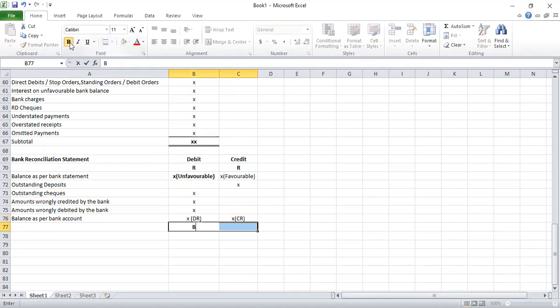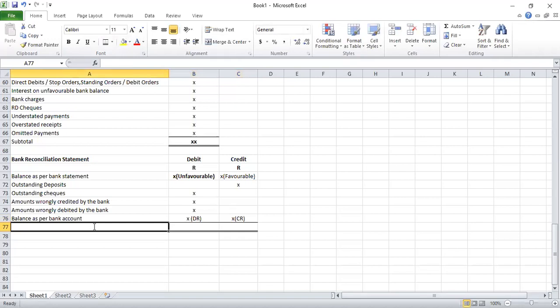Then we have our balance. So I put the balance in the bank account. Then we'll have these two totals. After reconciling, these totals should agree. So this is basically how we do the bank reconciliation statement. Any questions before I proceed?